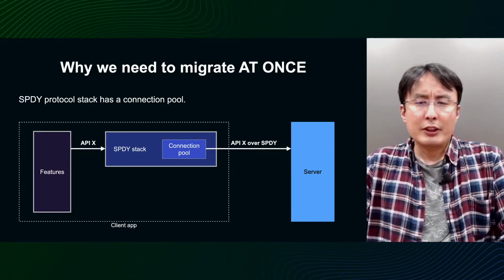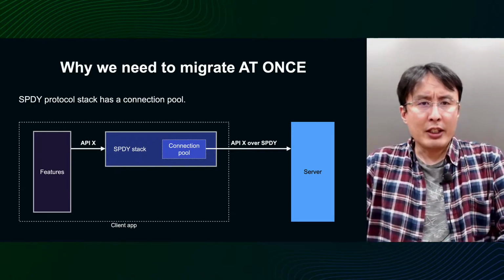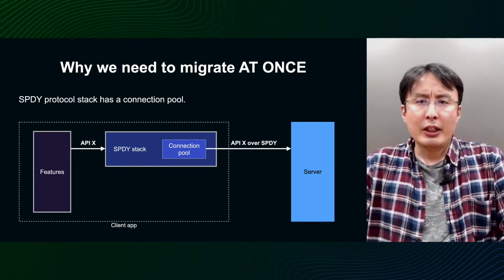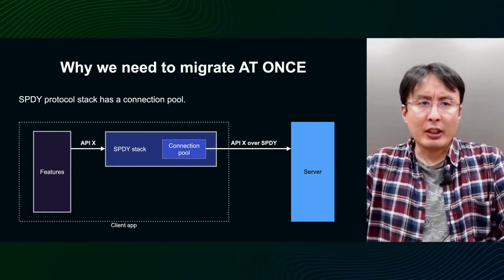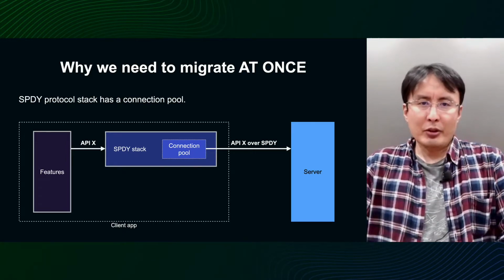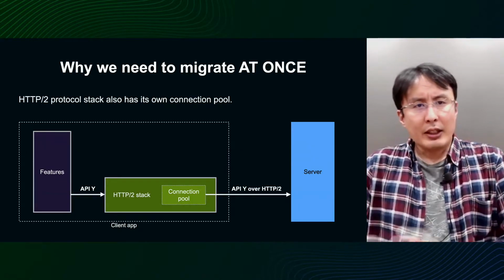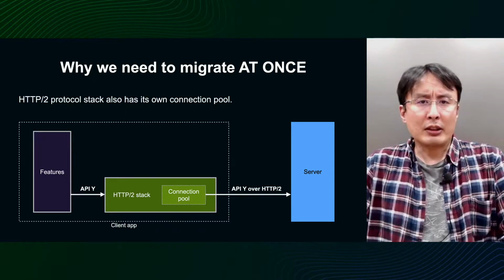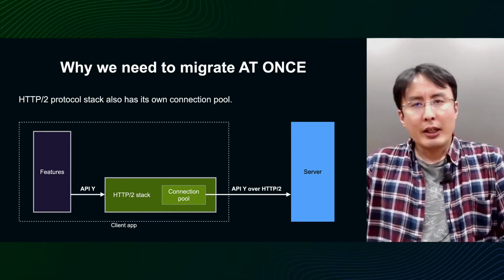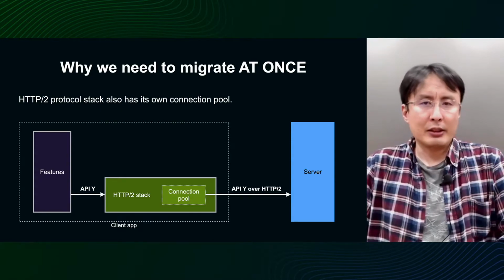When one API call is finished, the SPDY connection is retained for a while and reused for another API call. In this way, multiple API calls can be handled over a single SPDY connection, making communication more efficient. Such a mechanism is called connection pooling. The same is true when an app makes an API call using the HTTP2 network stack. In this case, the HTTP2 network stack also has its own connection pool.